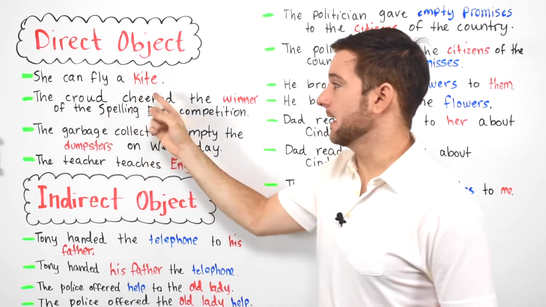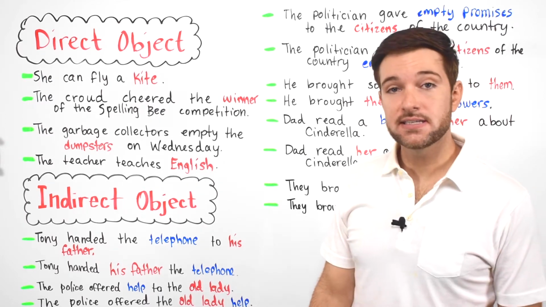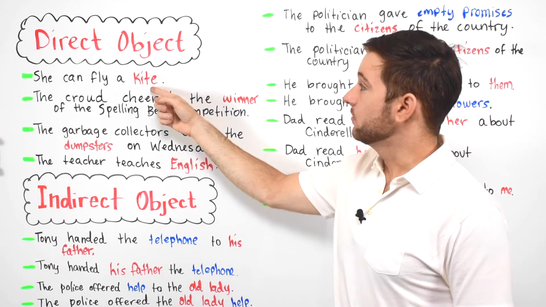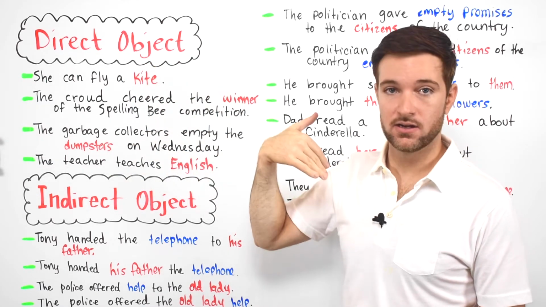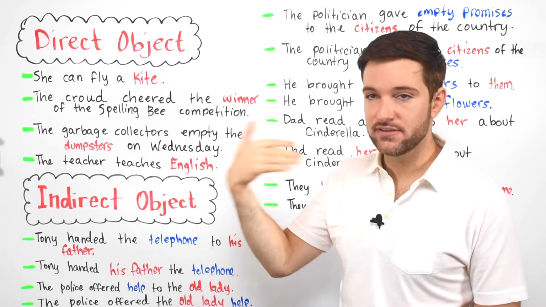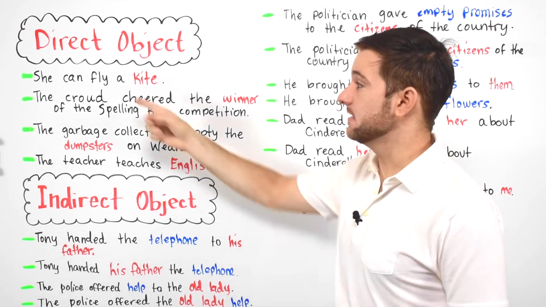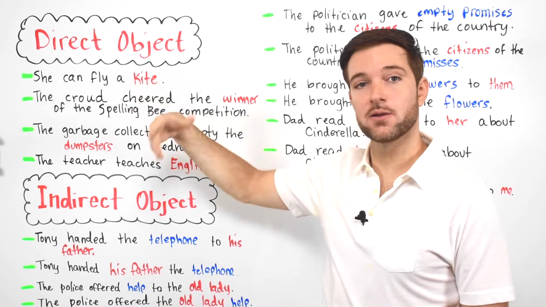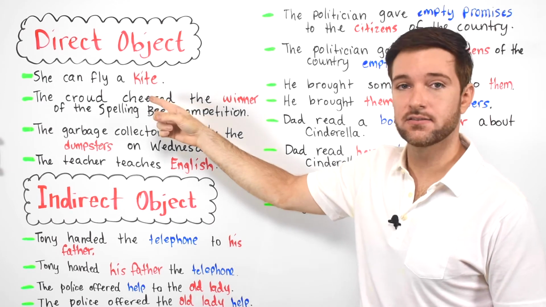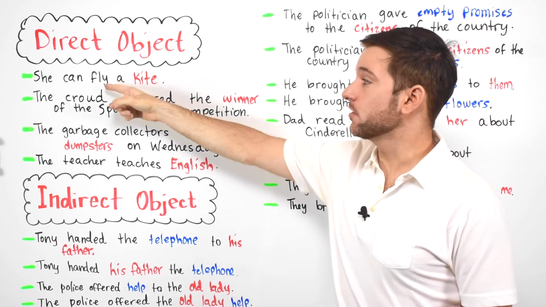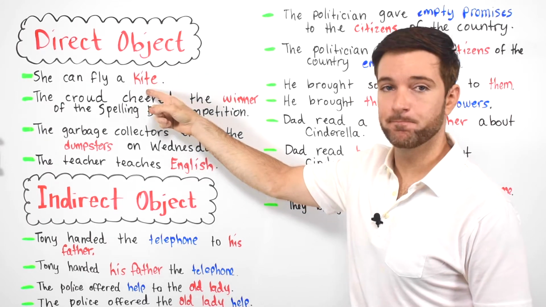She can fly a kite. So, in this example, the kite, which is the direct object, is the thing that's being acted on, okay? It's sort of receiving the action from the verb. So the verb in this case is the verb to fly, like a bird flies, a plane flies, okay? You can fly a kite, right?